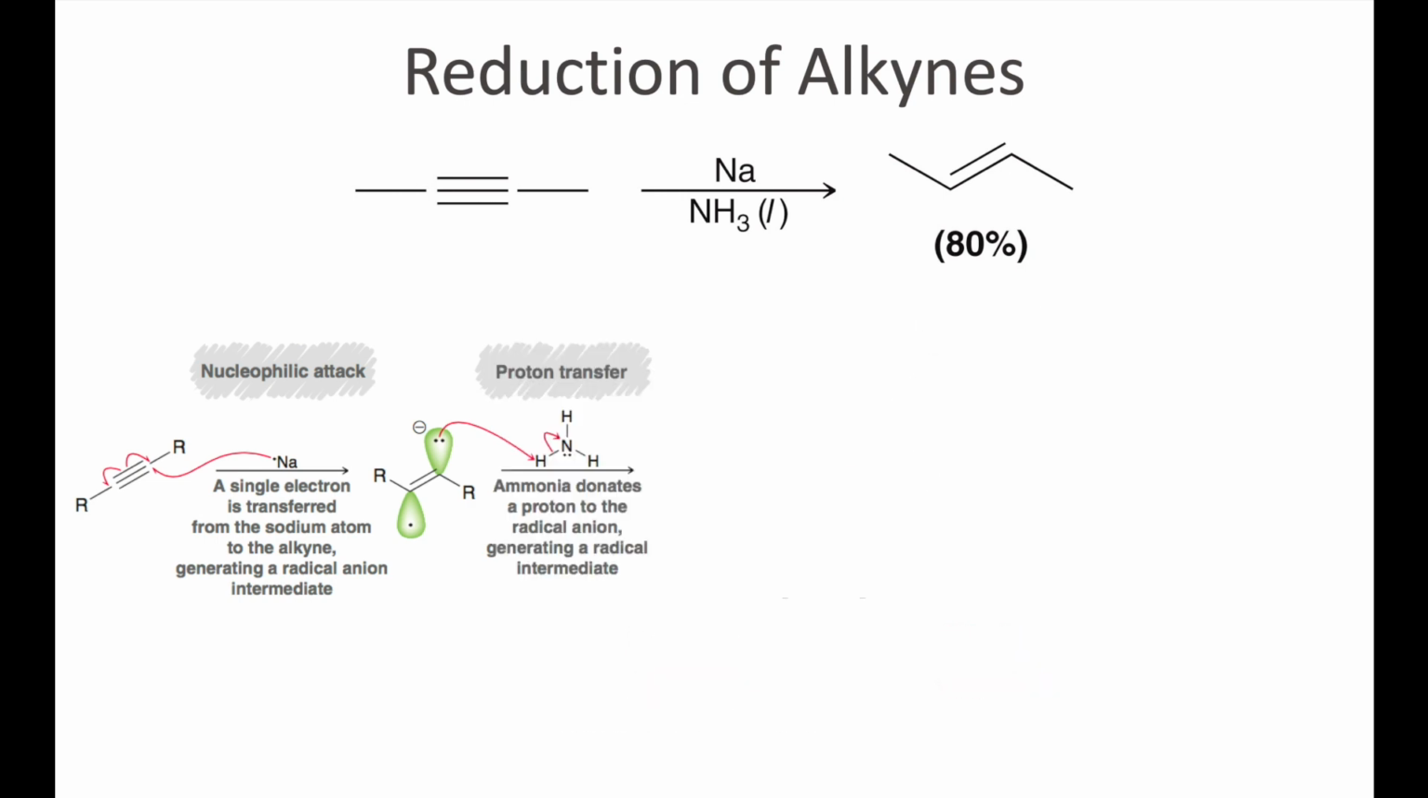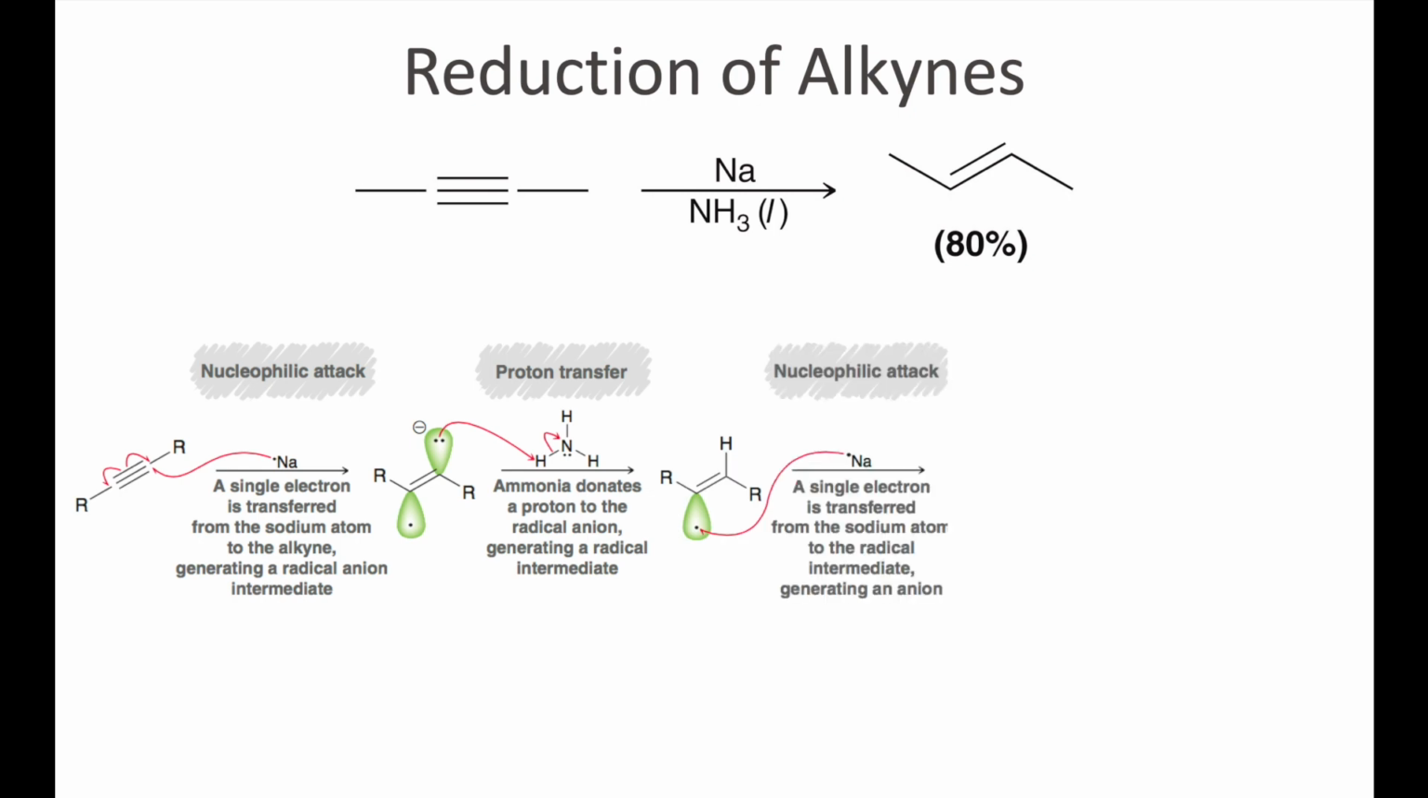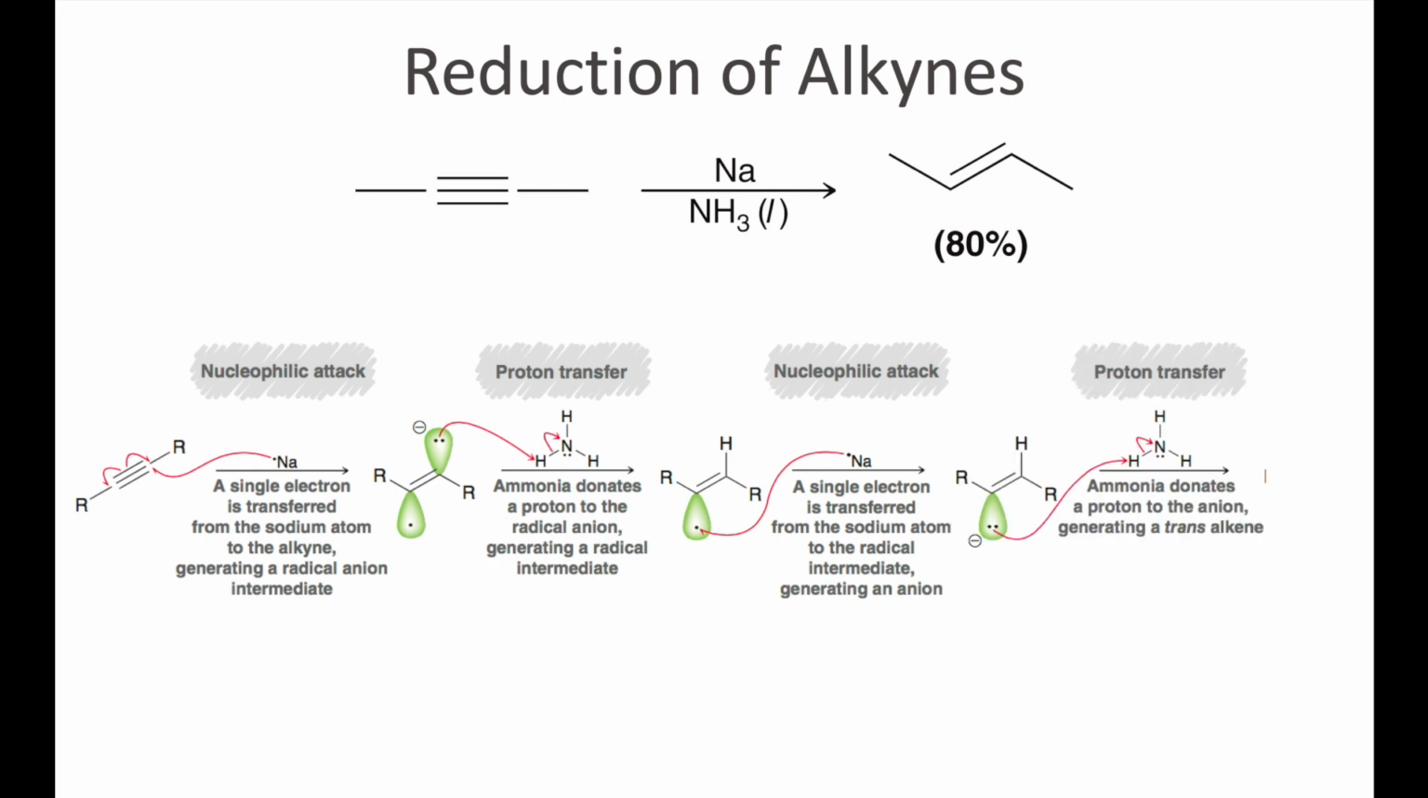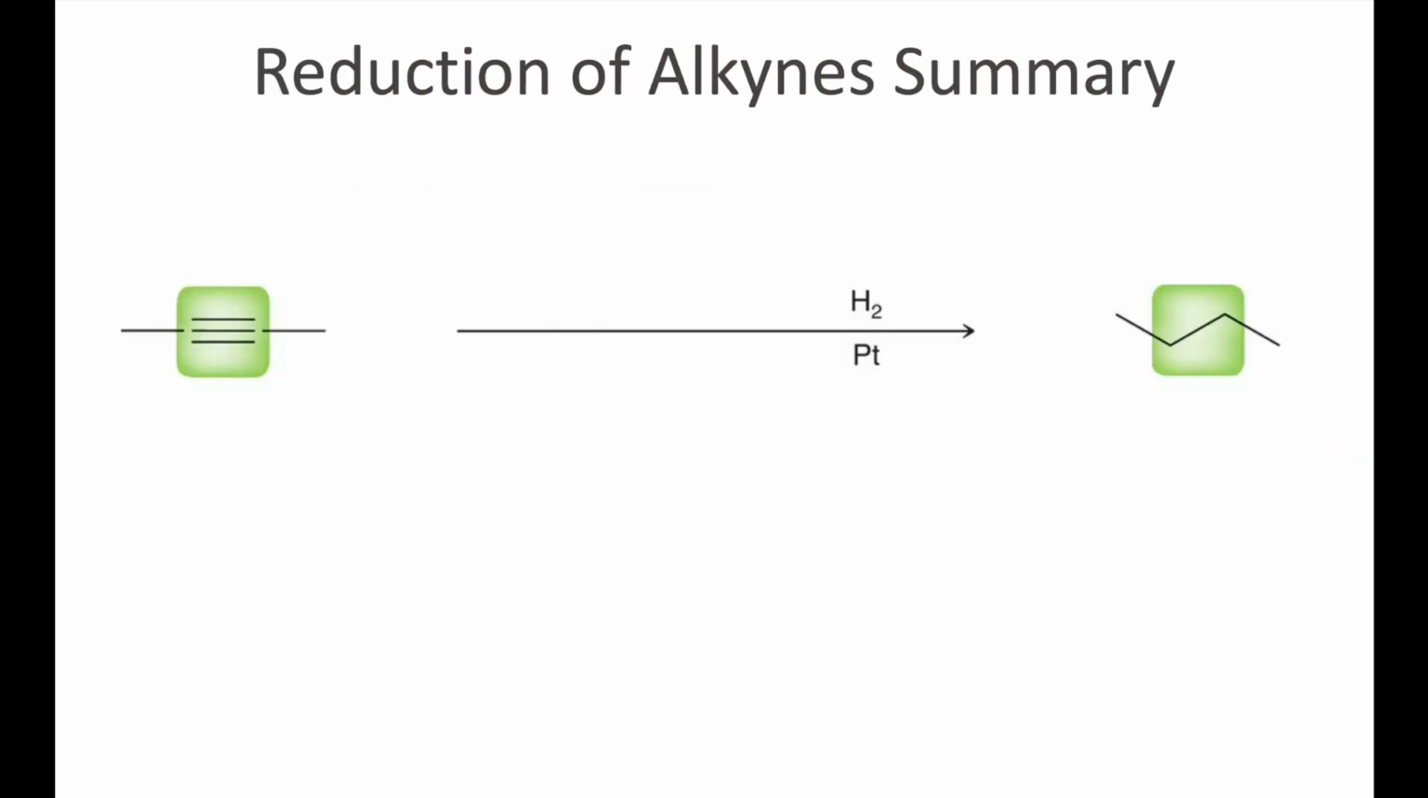Once that's established, the lone pair grabs its first hydrogen from the liquid ammonia in a proton transfer step, giving this radical intermediate. At this step, the sodium then donates another single electron, forming now a lone pair on this carbon, which can then go ahead and grab its second hydrogen, its second protonation step, forming your trans alkene.